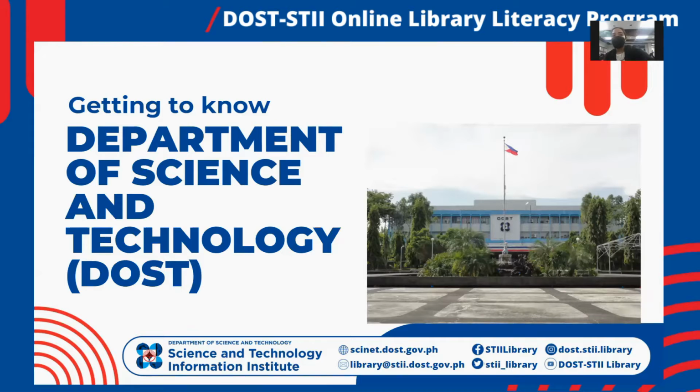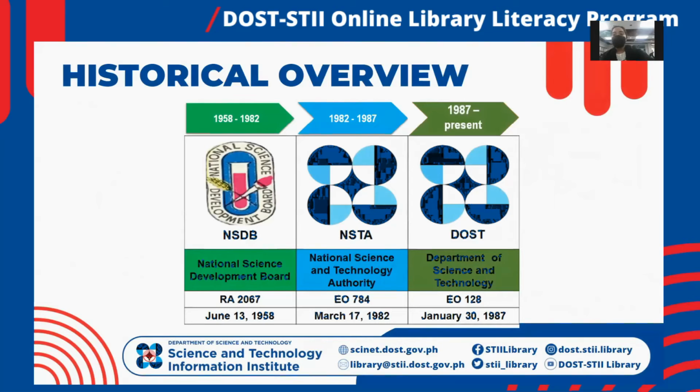But before we proceed to the lecture proper, let me just give you a quick run-through of the Department of Science and Technology. So for those who don't know, ang DOST po ay located sa Pikutan, Taguig City. And from 1958 to 1982, DOST was formerly known as the National Science Development Board, or NSDB. And from 1982 to 1987, it was changed to National Science and Technology Authority. And finally, in 1987, by virtue of Executive Order number 128, it was changed to Department of Science and Technology, or DOST, as it is known until today. So again, from NSTB to NSTA until finally DOST.